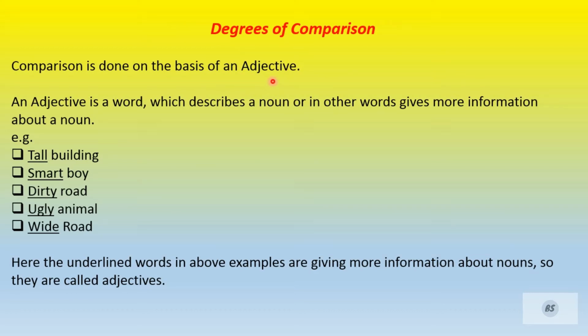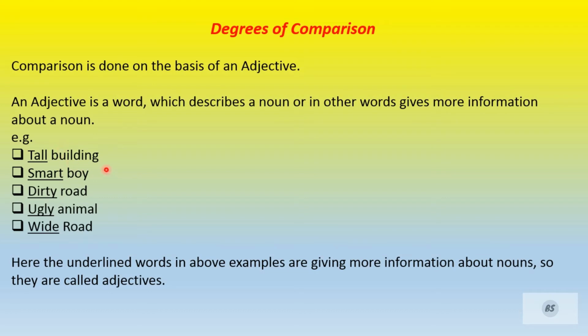Okay, so let us understand those concepts which are related to such transformation of sentences, degrees of comparison, and what are the terms involved. First of all, comparison is done on the basis of adjective. Now, what is an adjective? An adjective is a word which describes a noun, or in other words, it gives more information about a noun. Now what is a noun? Any naming word, name of a person, name of a place, name of a thing.